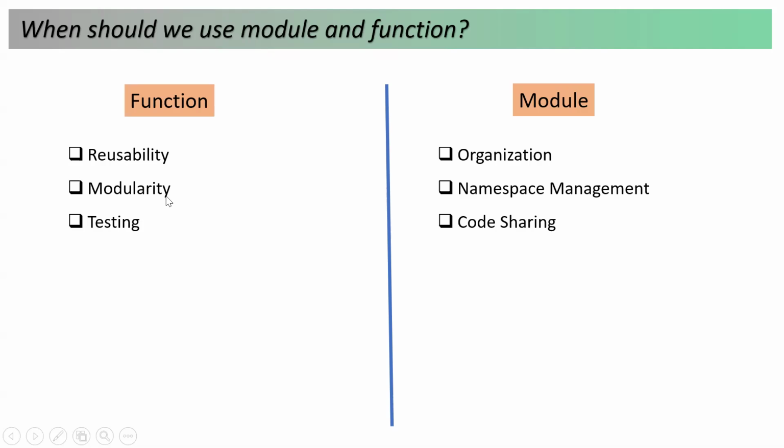And modularity, it means that we can use function to split a very complex task into smaller functions, and in an ideal case, each function should perform a single task and the function should be as simple as possible. And function can be easily tested in isolation, making our code easier to debug. And for module, we can use module to group related functions, classes, and variables together. This helps our code clean and readable.